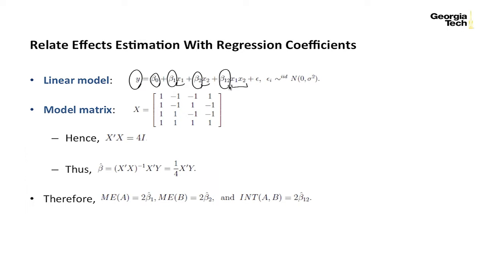So if factor 1 is significant, it means the coefficient in the regression should be significant. So it has something to do with the main effect of factor A. As a matter of fact, the connection is defined by this equation. The main effect of factor A divided by 2 gives you the estimated coefficient for beta 1. And the main effect of factor B divided by 2 gives you the estimated coefficient for beta 2, and for interaction it is the same thing. How can we get those coefficients?